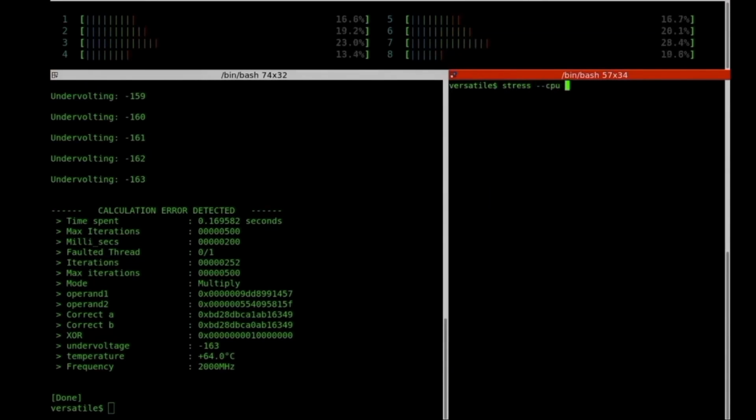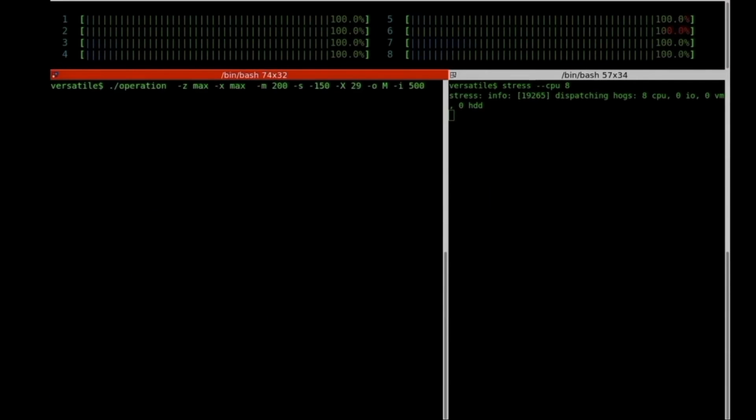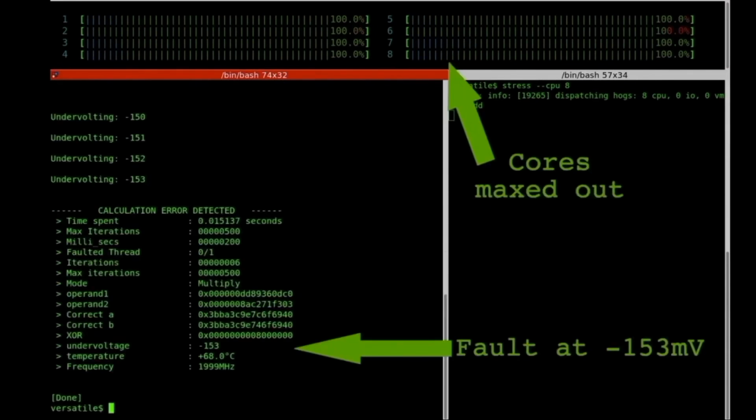Incidentally, these are all things that we haven't demonstrated before. None of this made it into the paper. So let's max out the cores now. And now we get a fault at minus 153 millivolts. That gives us 10 millivolts to play with to keep our system stable.